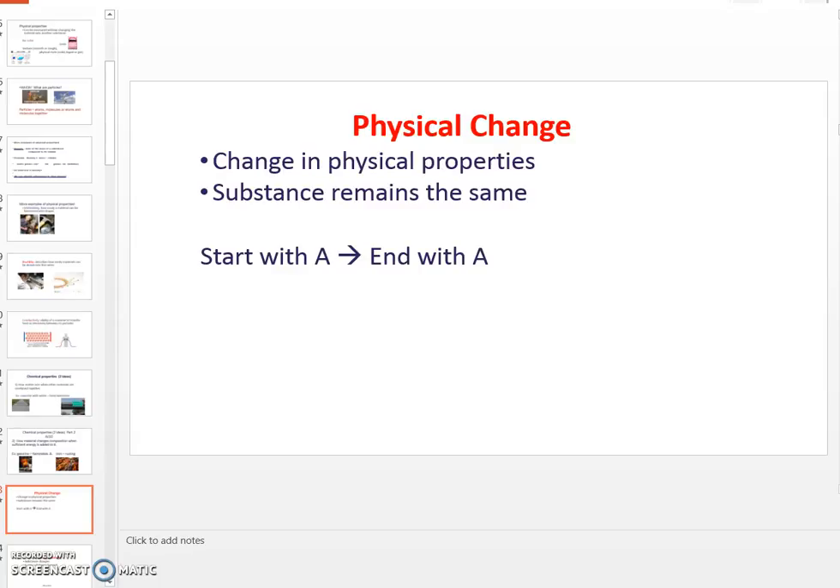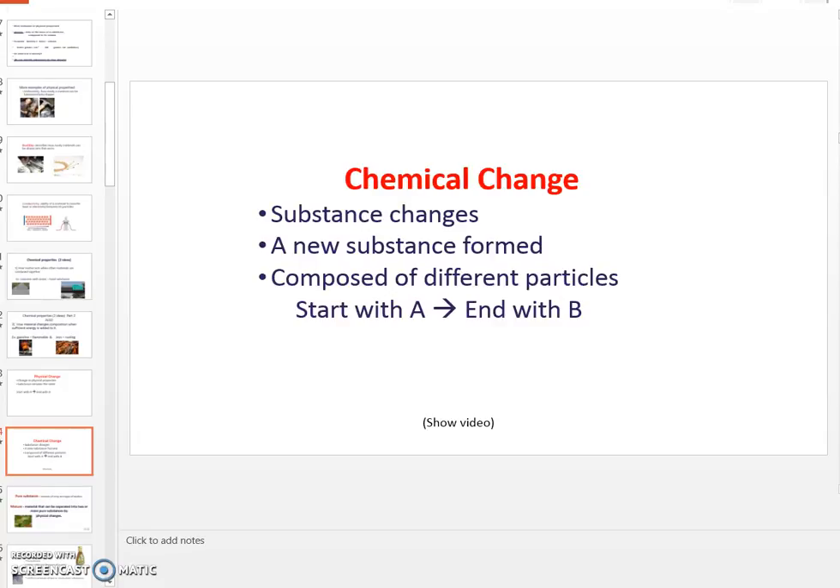Physical change and chemical change. The way to tell: if you start with item A and you end with item A, like folding paper, cutting up aluminum foil, chopping wood, all those are examples of physical change. When we look at a chemical change, you start with A and you end with B. So burning wood, burning paper, those are examples of chemical changes. Lighting gasoline on fire is a chemical change because you're no longer going to have gasoline when the fire dies out. It's now completely different.